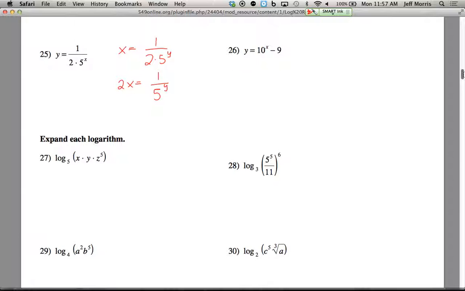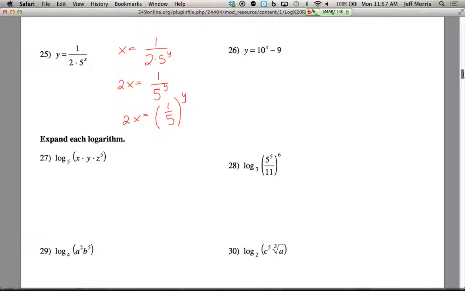I am betting they did this different than I did. Let me just do it the way they did it so we get the same answer. I bet they went 2x is equal to, this is really 1/5 to the y. Did you guys agree to that? The only reason we can do that is because 1 to any power is still what? 1. It doesn't matter what y is. 1 to any power is still going to be 1.